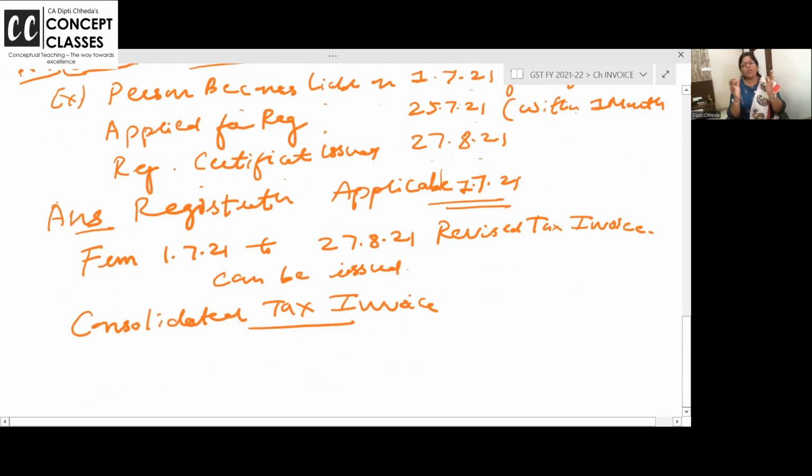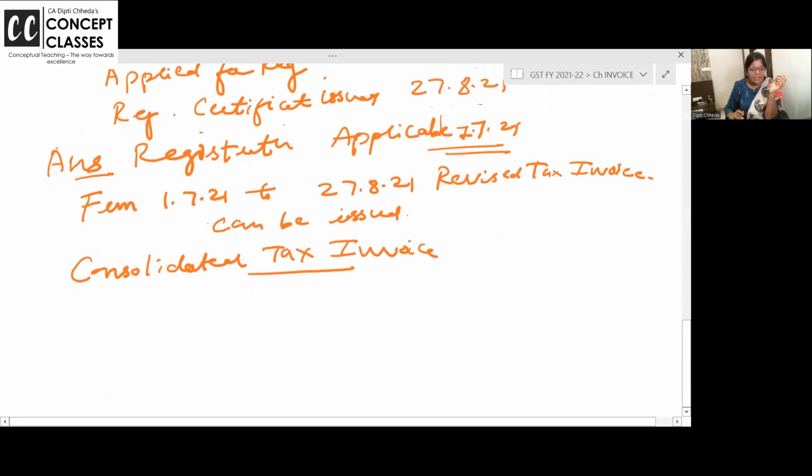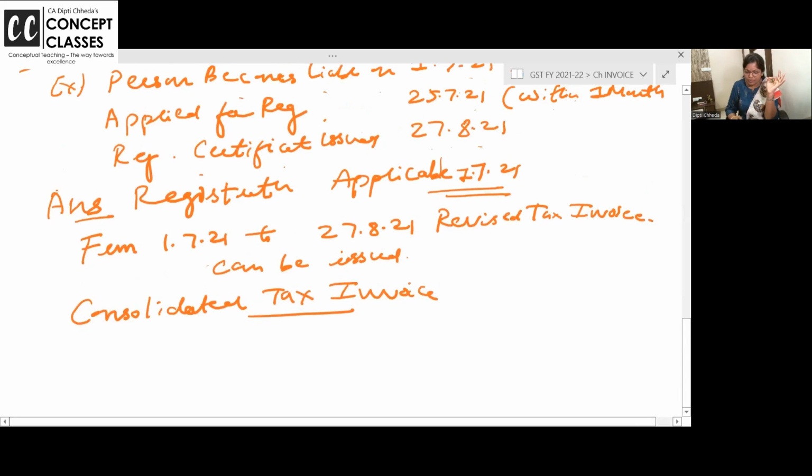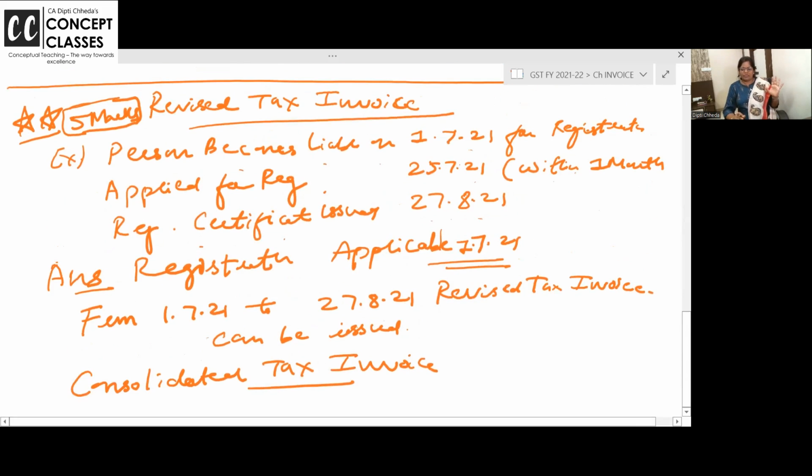Now, consolidated tax invoice. In this period, you have sold the goods to an unregistered buyer. So he doesn't need separate invoices. The buyer is unregistered. He doesn't need a separate invoice. So can you issue one revised consolidated invoice? Yes, it's allowed. There are some points I'll tell you, but these are beautiful examples and are asked for 5 marks. Who comes when in the consolidated tax invoice I'll tell you, but the basic is clear.